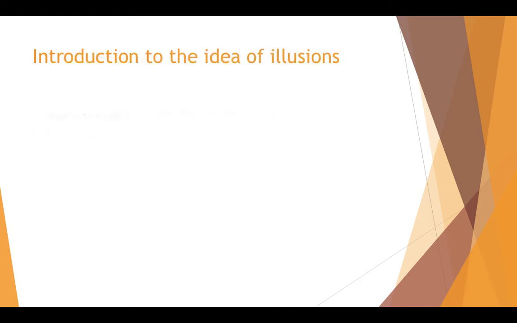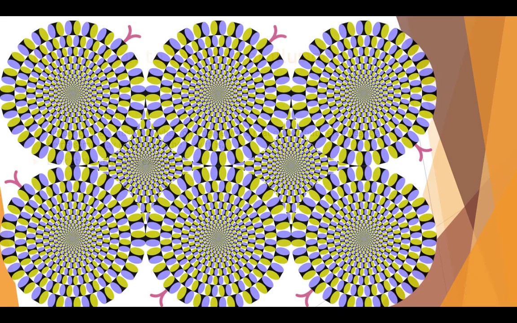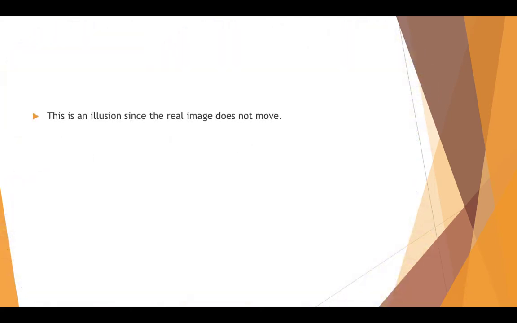So the idea of illusion. What is an illusion? Simply put, an illusion is where one perceives a real object, but they perceive it in some way other than it actually is. Okay, so if we look at the following example, which is a very, very trippy illusion, what's happening here? So this is an illusion since the real image doesn't actually move. In reality, there is no movement here.